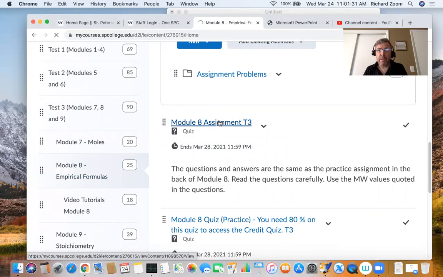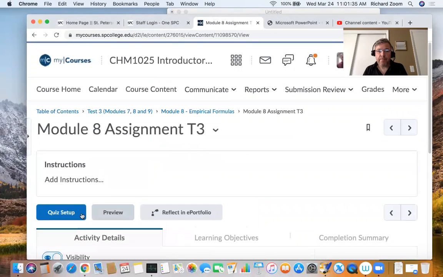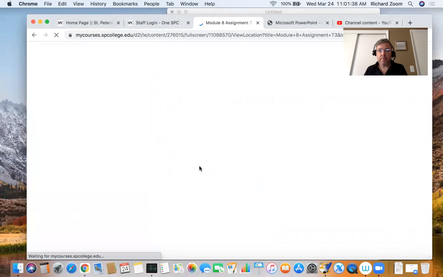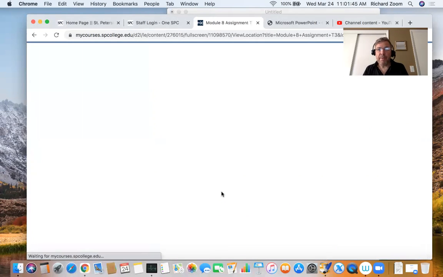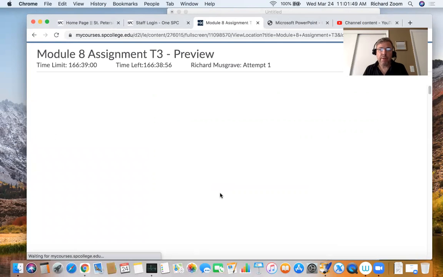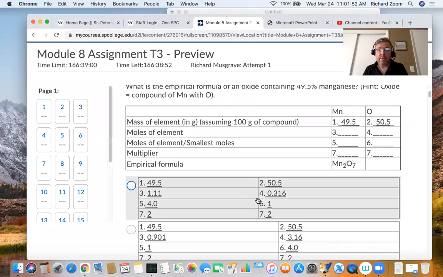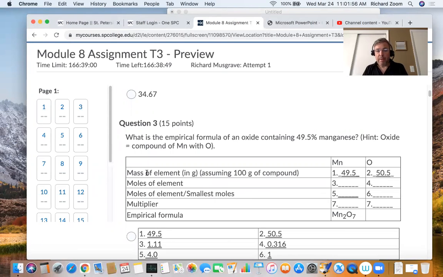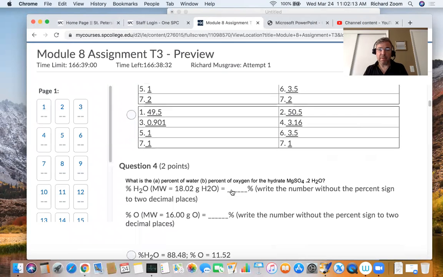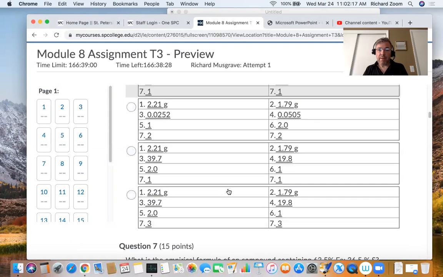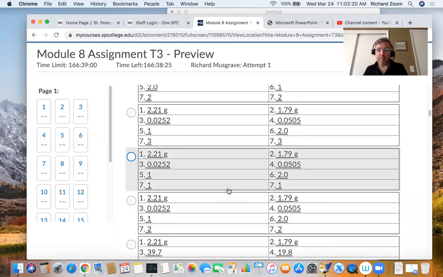So let's take a look at what's in the Module 8 assignment. Now the Module 8 assignment is set up pretty much the same way as the Module 8 SoftChalk is. And a lot of the questions are set up as tables. And this is the way that we solve these problems in the Module 8 SoftChalk. We do the mass of the element, the moles of element, divide by the smallest moles, use a multiplier, and then find the empirical formula that way. I'm actually going to do a couple of examples of this in a second. But a lot of these are multiple choice, so it's just a matter of finding which table is actually the right one here.